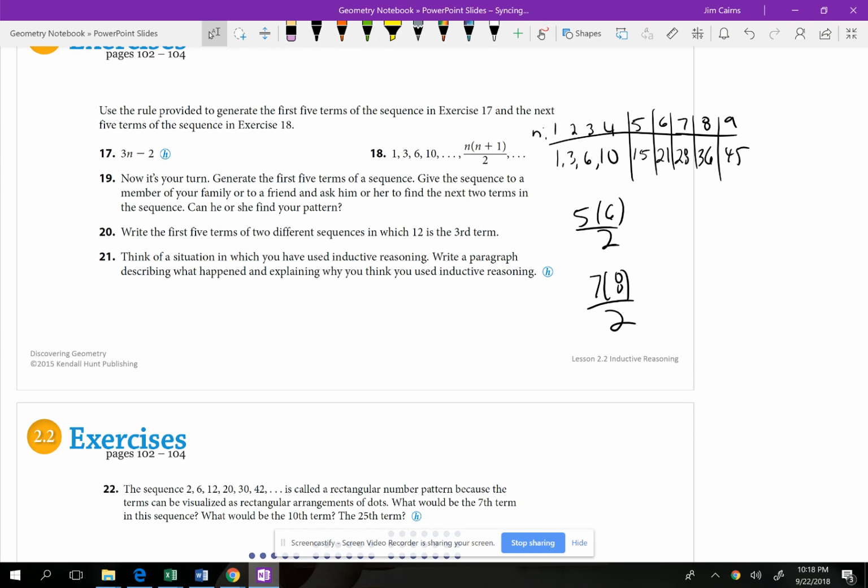19. Now it's your turn. Generate the first 5 terms of a sequence. Give the sequence to a member of your family or to a friend and ask him or her to find the next 2 terms in the sequence. Can he or she find your pattern? Generate the first 5 terms of a sequence.